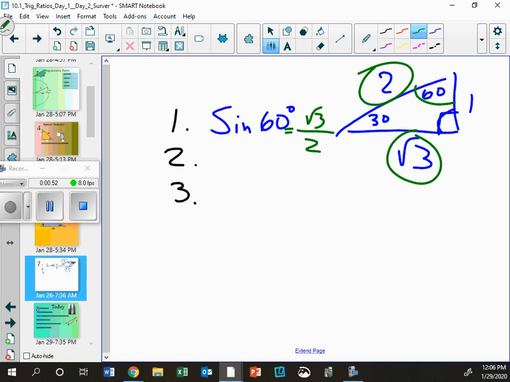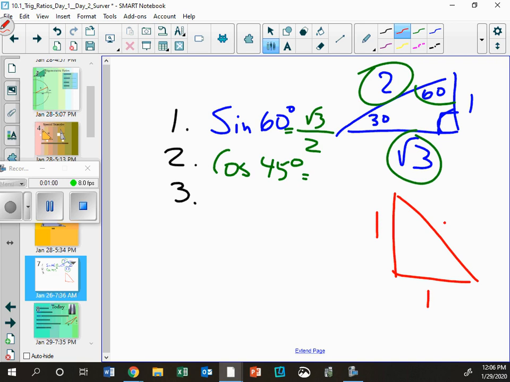Why don't you try finding cosine of 45? Well, I'm going to need a different triangle for that. So I'll make that in red over here. So, cosine of 45. Talk me through it. I'm going to use this 45, but you could have used either one and get the same answer. Cosine is adjacent over hypotenuse, correct. Keep going.